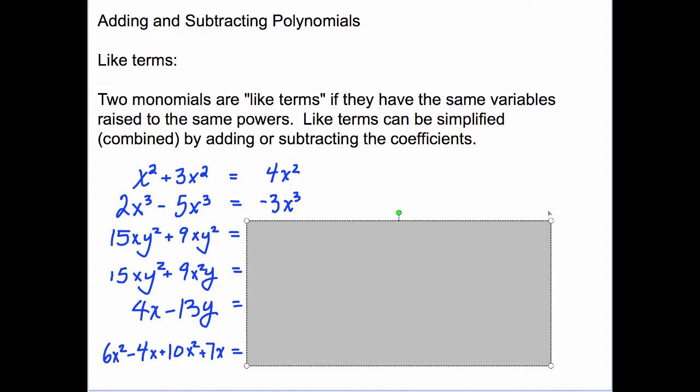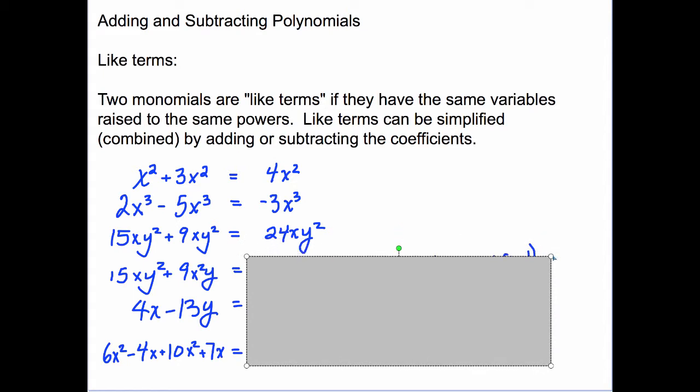The third example has two variables, x and y. 15xy squared plus 9xy squared. Those are the same variables, and the exponent on x in each case is 1, and the exponent on y in each case is 2. So those are like terms, and we can add them to get 24xy squared.